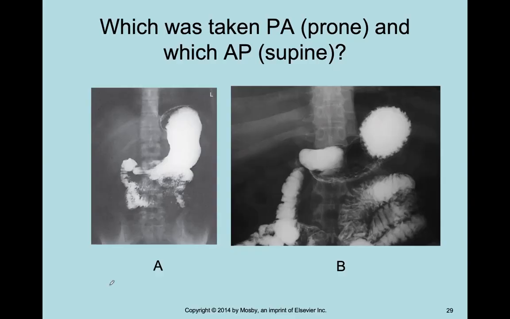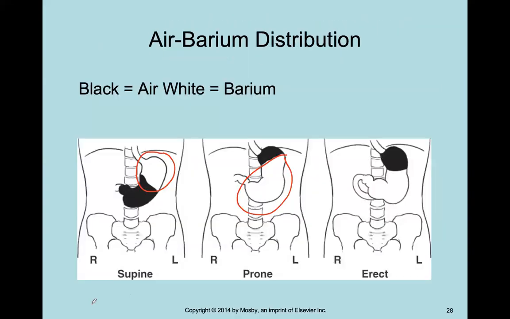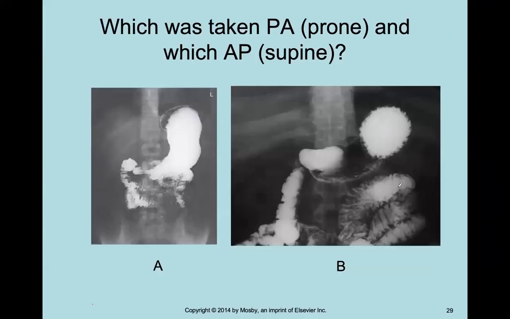Okay, now we can't expect for it to look like this, right? Or exactly like this, like a definitive line and a big difference between the air and the barium. In real life, this is what you get. Air in the fundus, barium in the body, okay? All right, now let's look at B. Now we have barium in the fundus and air in the body.